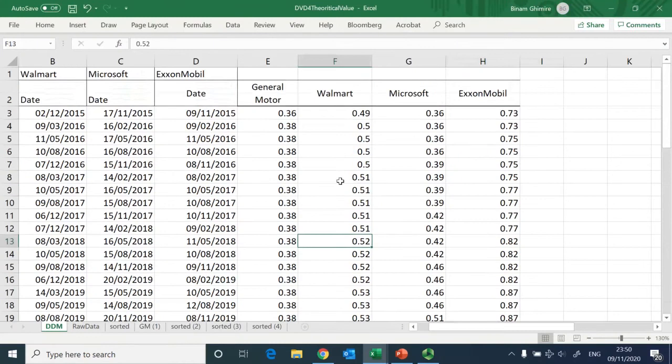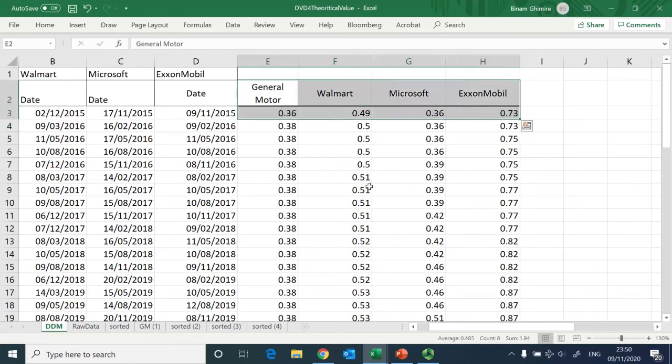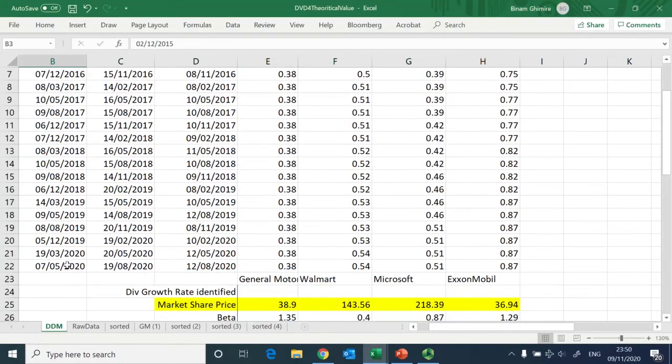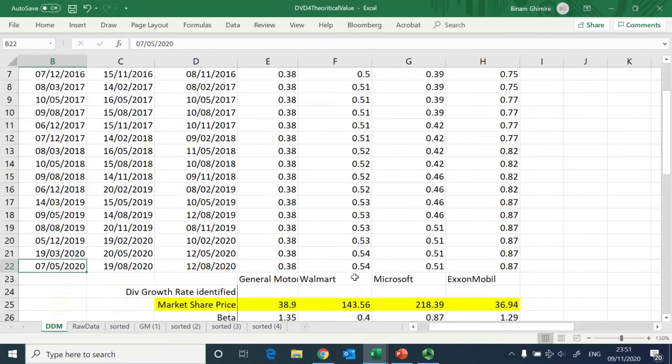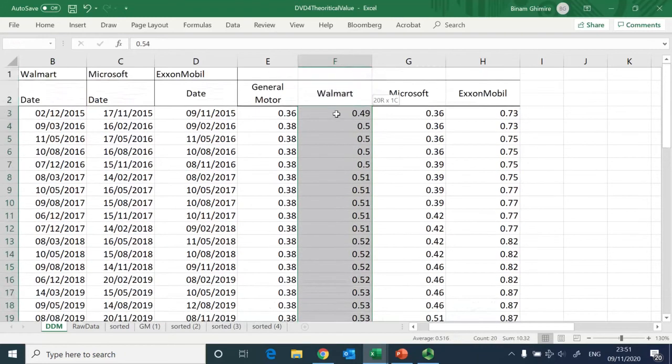So you can see here, I have downloaded the dividends paid by the four companies, and they are for the period 2015 all the way to 2020. So 5 years of data have been downloaded and they paid the dividends quarterly. So you can see there are 20 rows of dividend per share information for all these four companies.